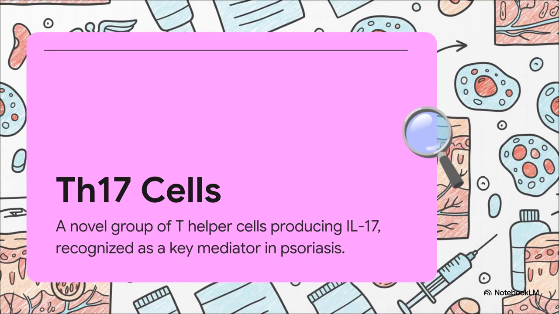Now, if there's one concept to understand about modern psoriasis treatment, it's the role of T17 cells. These are a type of T helper cell that churns out interleukin-17, and we now know this is a key driver of that whole inflammatory cascade. Honestly, this discovery is what paved the way for some of our most effective, targeted biologic therapies. It was a real game changer.